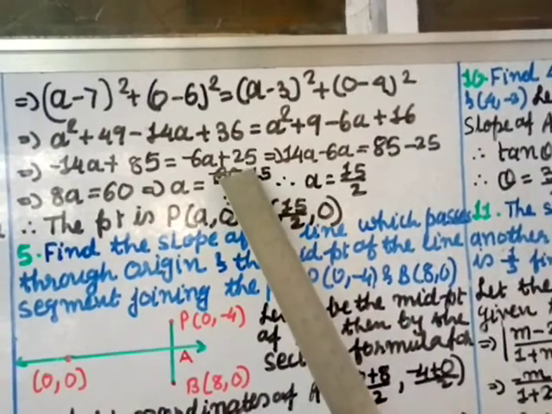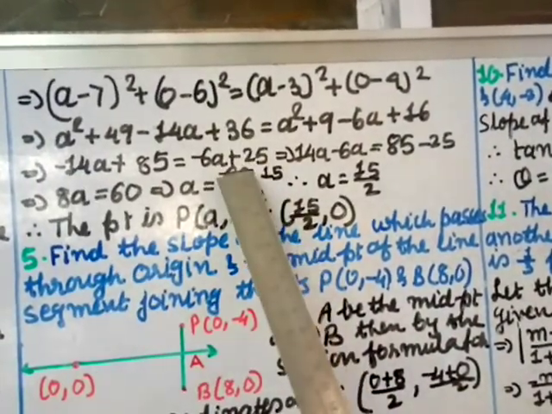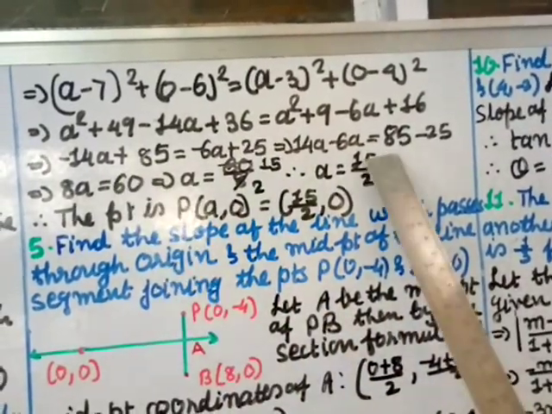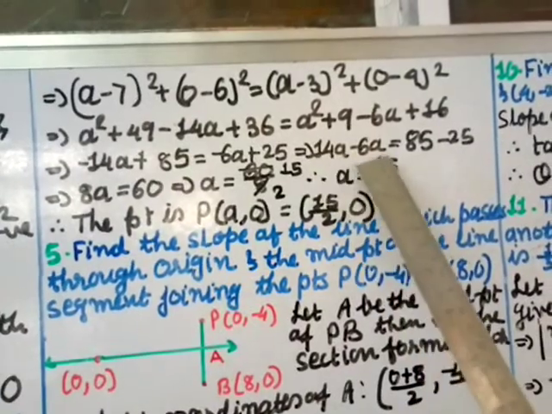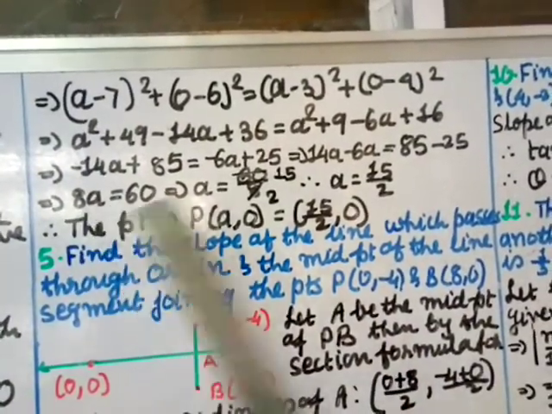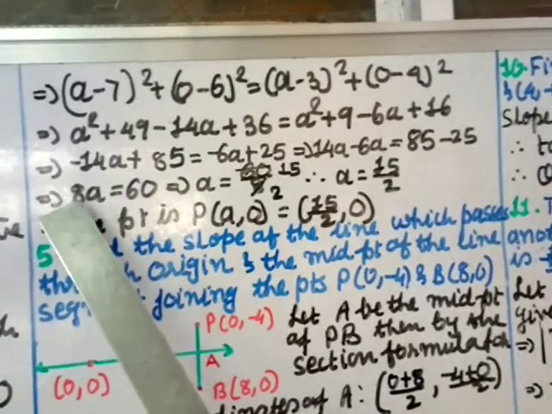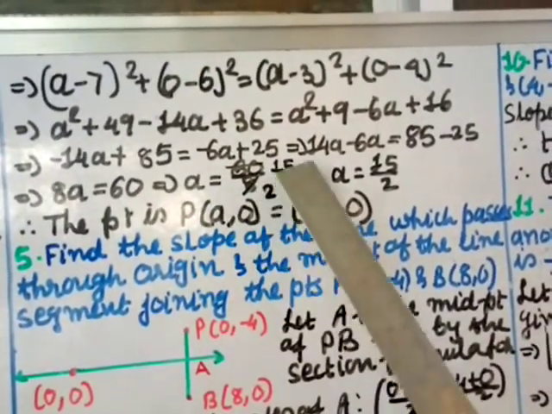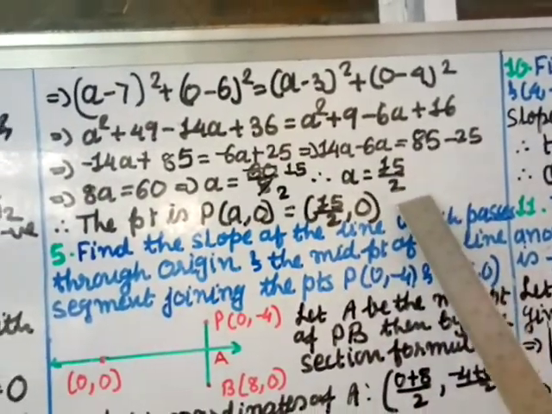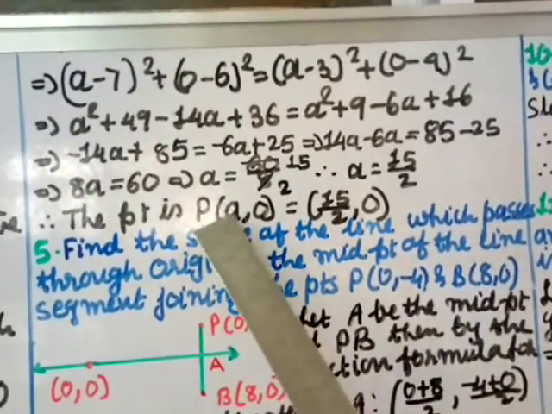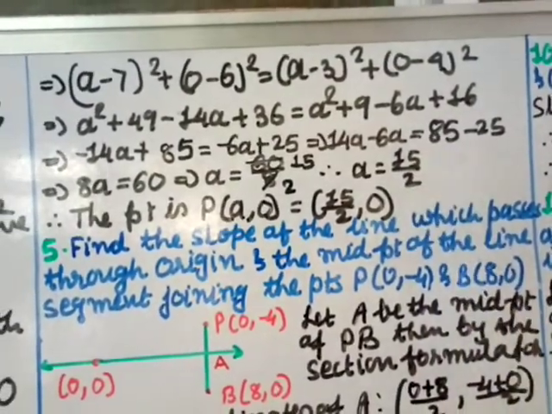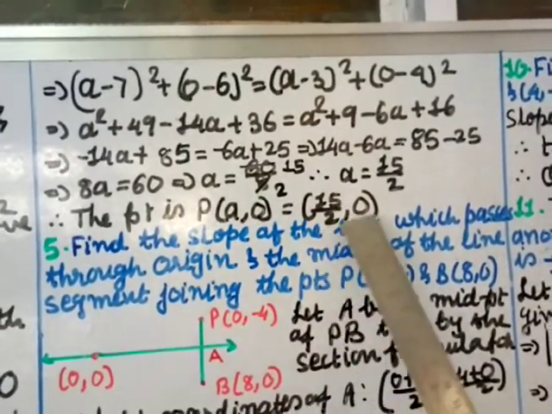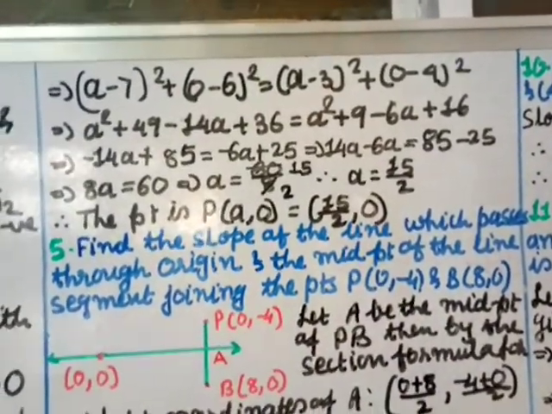gives you 25. Now this minus 14a you transfer over here, so 14a minus 6a equal to this 25 you transfer over here, so you get 85 minus 25. So 14a minus 6a gives you 8a equal to 85 minus 25 is 60. 8 you transfer here, so you get the value of a as 60 by 8. You can cut it by 4, so you get 15 by 2. So the value of a is 15 by 2. So the first coordinate, that is the x coordinate, is 15 by 2 and the y coordinate is 0. Therefore the point P is (15 by 2, 0). So that is the point on the x-axis.